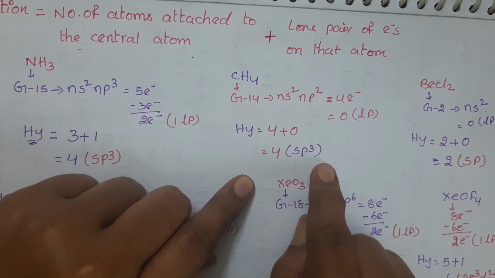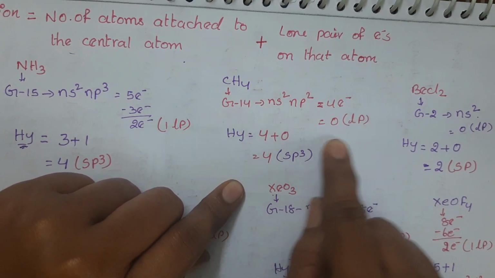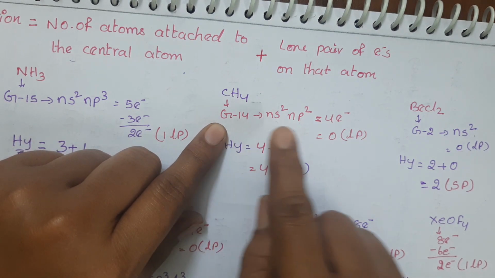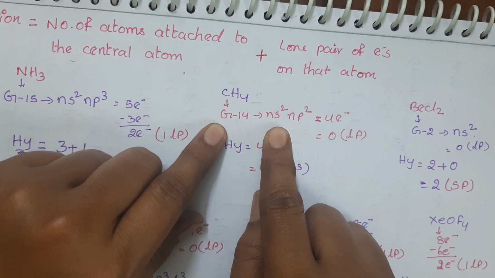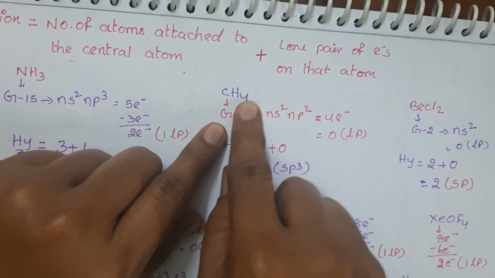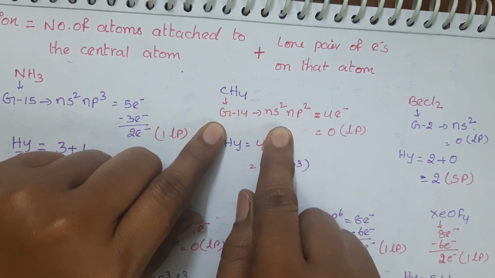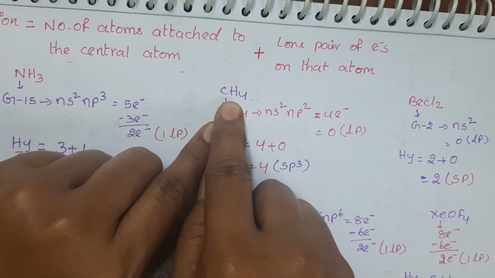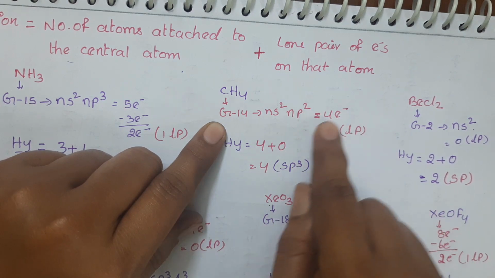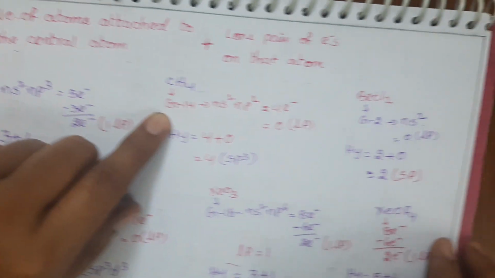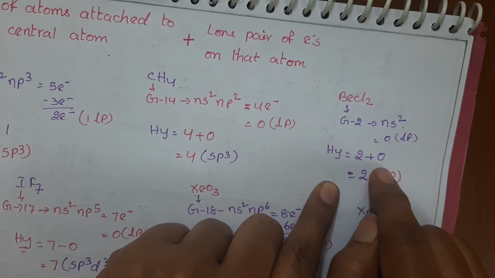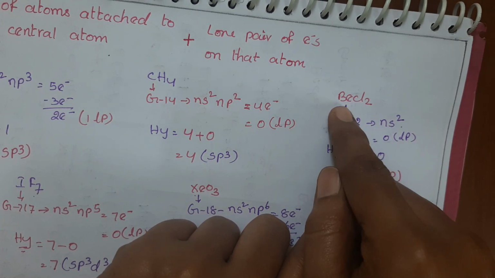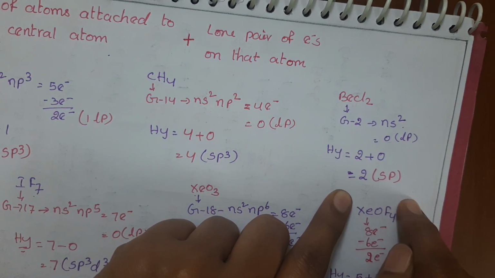So hybridization is sp3. How are we getting 0 lone pairs? Here carbon belongs to group 14 and its valence shell electronic configuration is 2s2 2p2. That means the total number of electrons in the valence shell of carbon is 4. Those 4 electrons are utilized by the 4 hydrogen atoms in bond formation, so the lone pairs are 0. Next, for BeCl2 also the number of lone pairs is 0. The answer is 2 because only 2 atoms are attached to the beryllium. So 2 means sp hybridization.